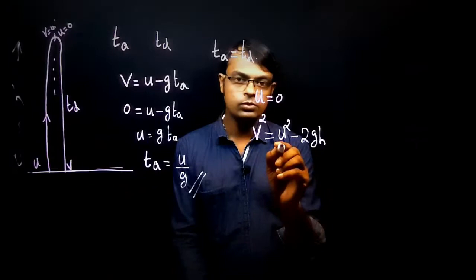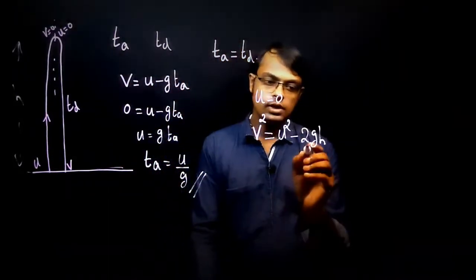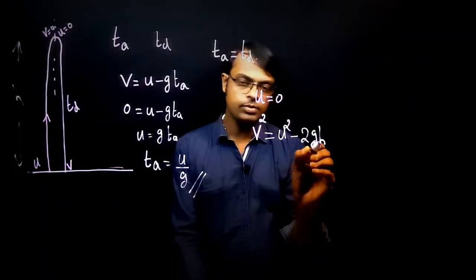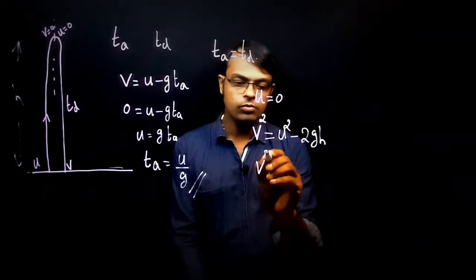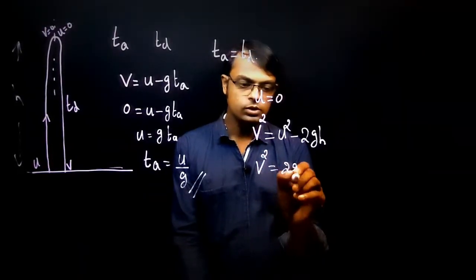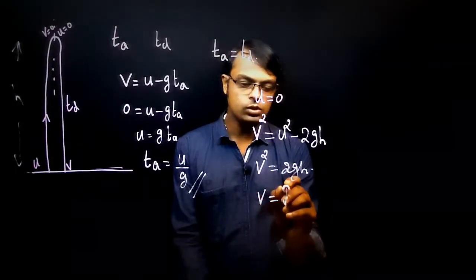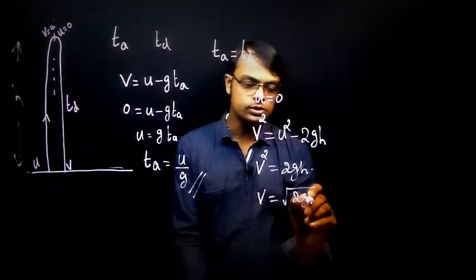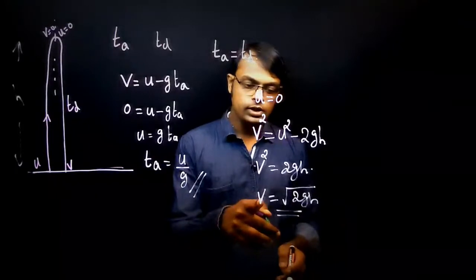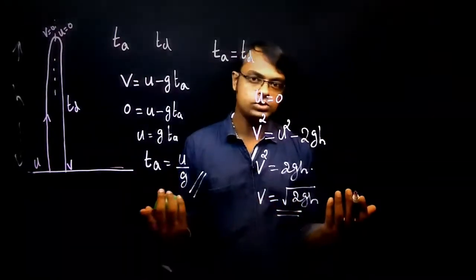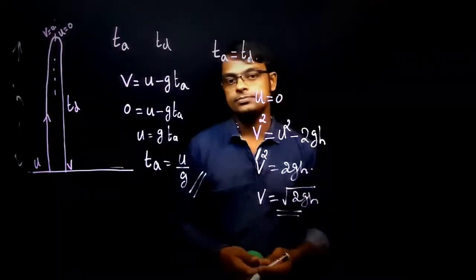Here what is the U value? Here the U value is equal to 0. Now if you use this one, the downward direction can be taken as, h can be taken as negative, right? So the formula becomes V square is equal to 2gh, or V is equal to root of 2gh. This is another formula required in this type of problem. V is equal to root 2gh means the projection velocity is also the same now. So we can write U is equal to root 2gh.